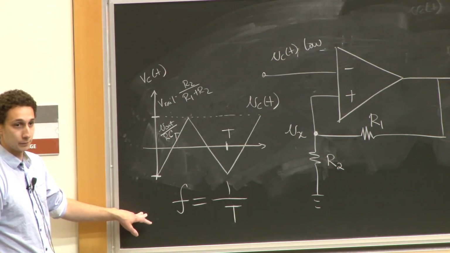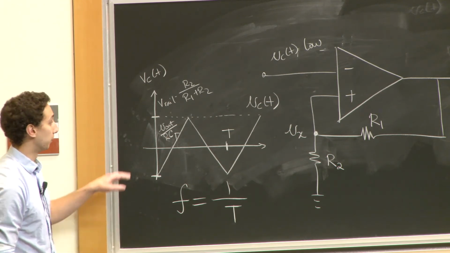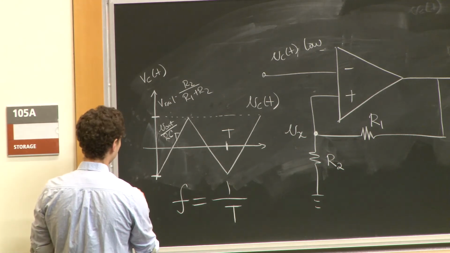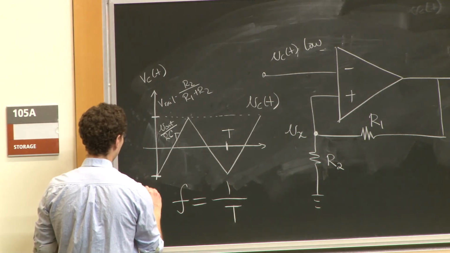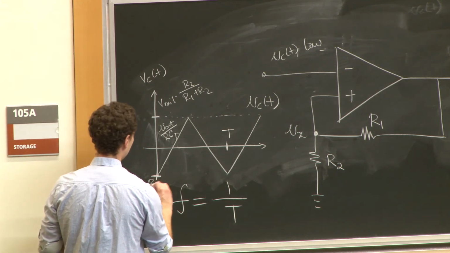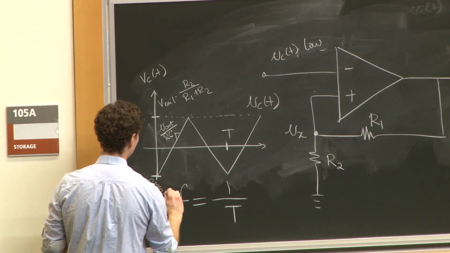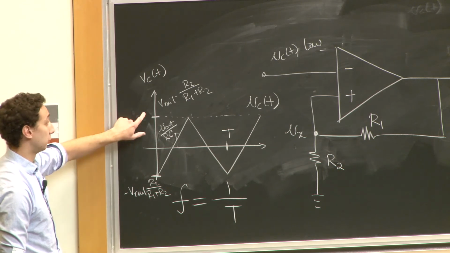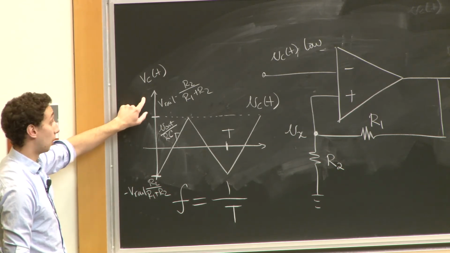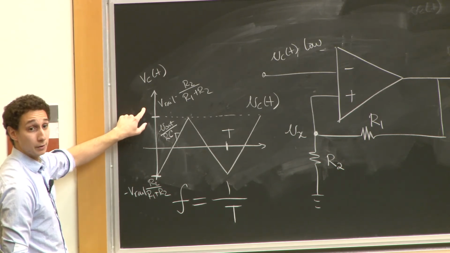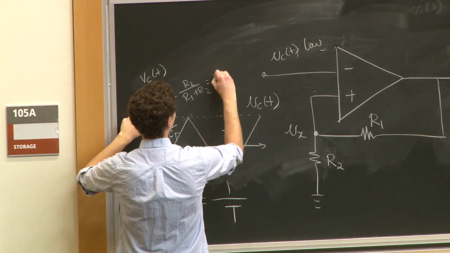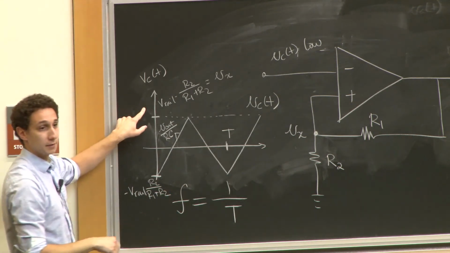So what's the period of my switching waveform? Knowing that I need to get all the way from down here, so this is minus V rail times R2 over R1 plus R2, how long does it take my capacitor voltage to get to V rail times R2 over R1 plus R2? And again, this is just equal to, let's call this Vx.